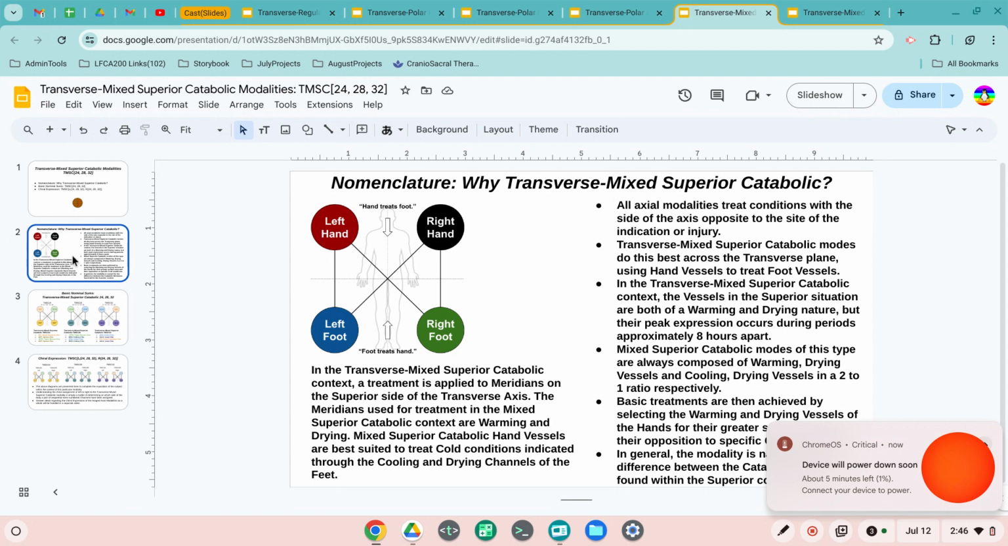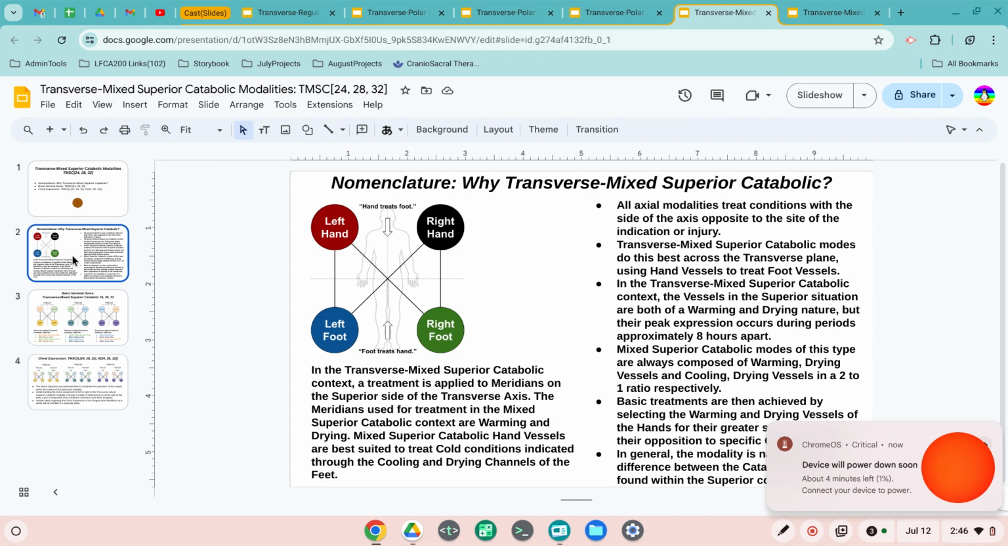Of these 2 types, the warming and drying meridians have the greatest surface area with which to treat conditions of the foot, with the ratio of hand channels to foot channels being 2:1. Thus, the transverse mixed superior catabolic modalities are best used to treat cold conditions across the transverse plane by stimulating the more plentiful hands warming and drying meridians for the purpose of warming a patient suffering from a chill. For the purpose of reinforcing the academic values given, a reading of the description behind the motives for the nomenclature will be provided here.